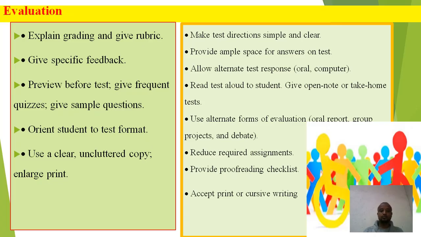Retests are allowed for the student. If there is a reader, she should be oriented in advance. Give open-note and take-home tests. Use alternate forms of evaluation, because written evaluation may not be good enough for a person with visual impairment or any other form of impairment. So diversified ways can genuinely help to look into the change.